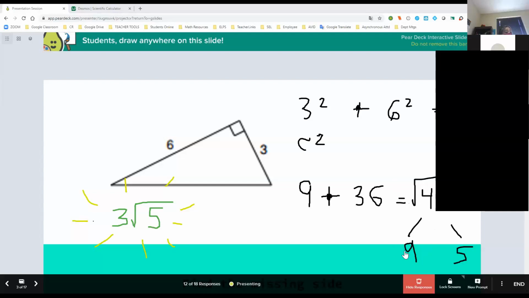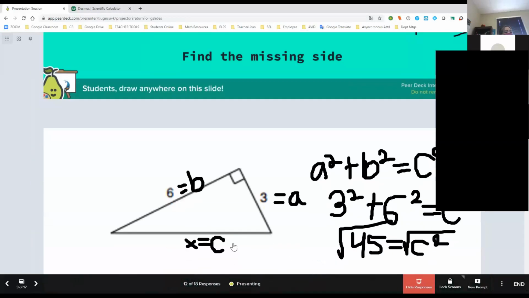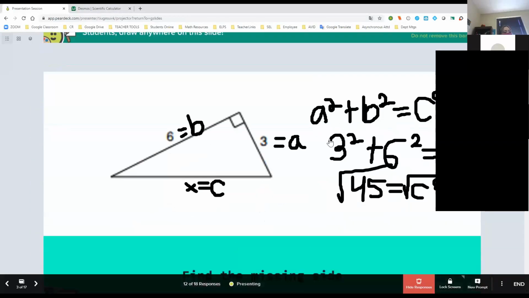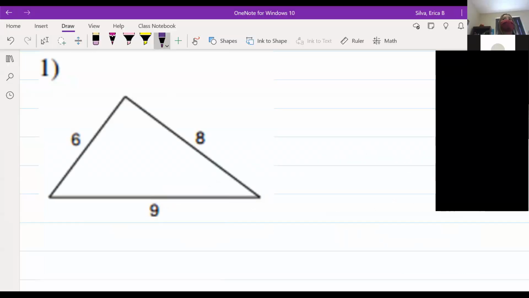45 is divisible by the perfect square of 9 and 5. So it's 9 times 5 is 45. If we do the square root of 9, we get 3, which is this one over here. And then we get the square root of 5. So your answer is 3 square root of 5. Ooh, I like this. It's labeled nicely. We have A is 3, B is 6, and C is the largest side. Which one's going to be my C? 9. So C is 9. And then I'm just going to label A and B for the other sides.